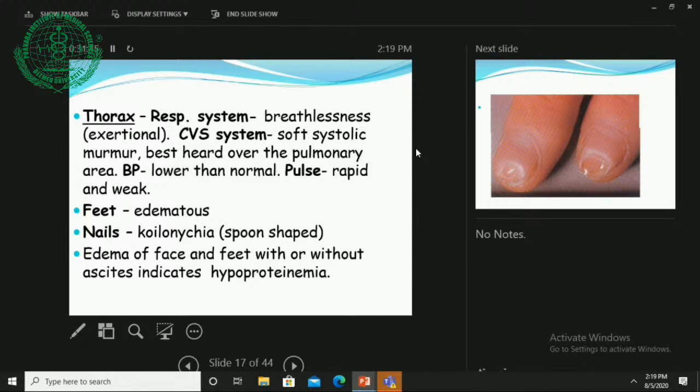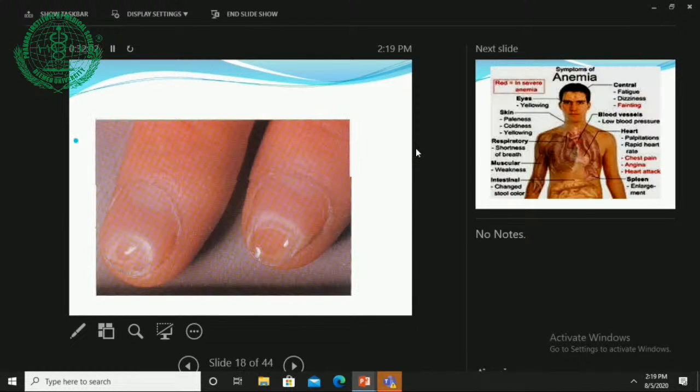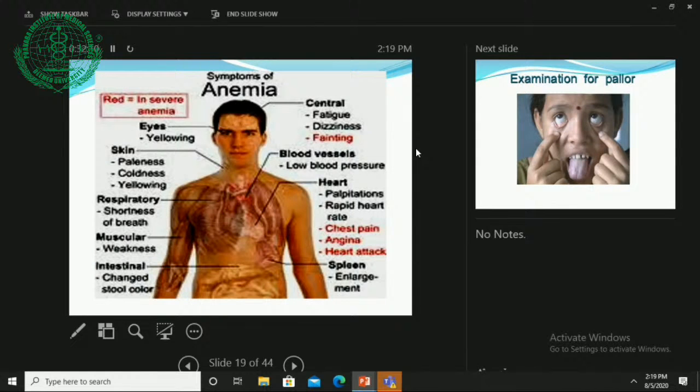If you examine the nails of the individual, there is koilonychia, which is spoon-shaped nails. Edema of the face and feet with or without ascites indicates hypoproteinemia. And this is the photograph of a nail with spoon shape or koilonychia. So this is again one of the signs of anemia. Now these are the symptoms of anemia.